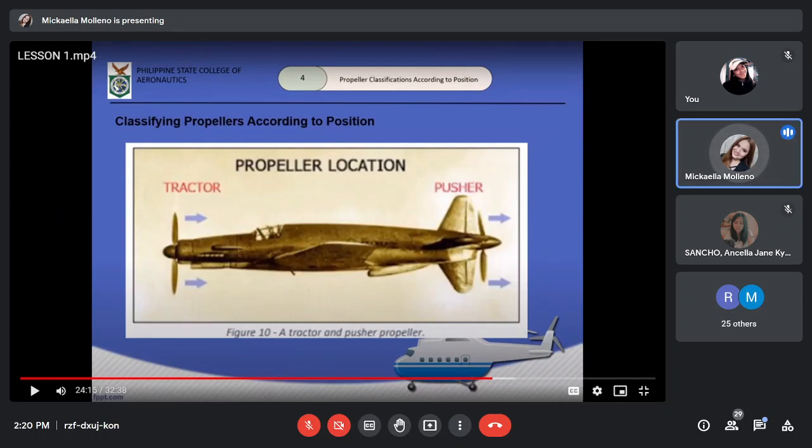Okay. So funny thing lang, familiar naman lahat sa term na FOD. Familiar ba lahat? Does it ring a bell, guys?